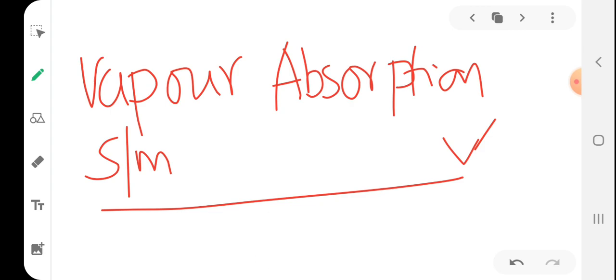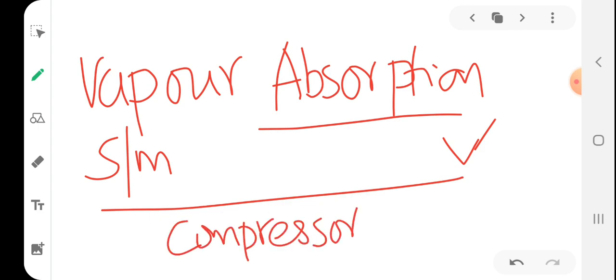The vapor absorption system is different from the vapor compression system in the sense that there is no compressor in this particular system. Instead of a compressor there is an absorption system. So students, you know, a compressor is a device which increases the pressure of the refrigerant with the help of work. So power has to be provided to the compressor so that it can increase the pressure of the refrigerant above the atmospheric pressure, right?